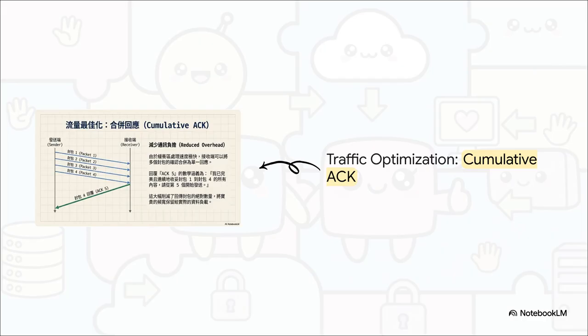Now, to make this brand new high-speed highway even smoother, we use a really clever 1-2 punch for optimization. Part 1 of the combo is the cumulative ACK. Because our buffers are processing data so incredibly fast now, the receiver doesn't actually need to send a receipt for packet 1, then packet 2, then packet 3. It can just send a single, comprehensive message saying, hey, I have perfectly received everything up to packet 4. This drastically reduces our communication overhead and saves all that precious bandwidth for the actual payload data we care about.